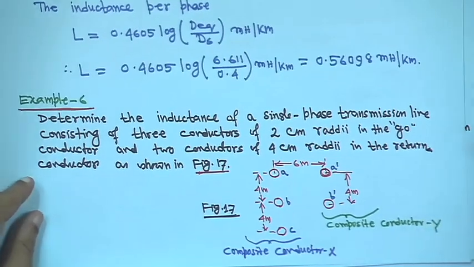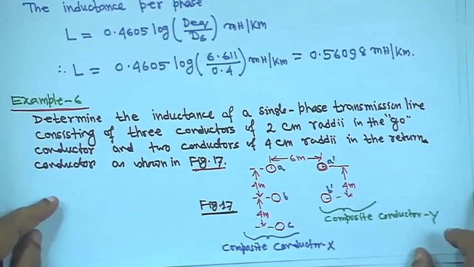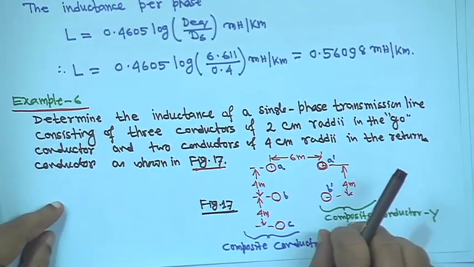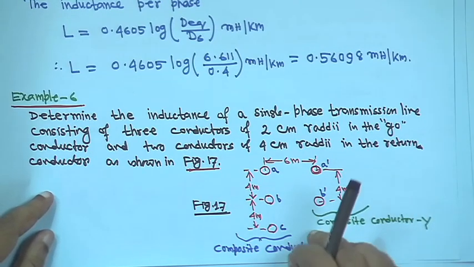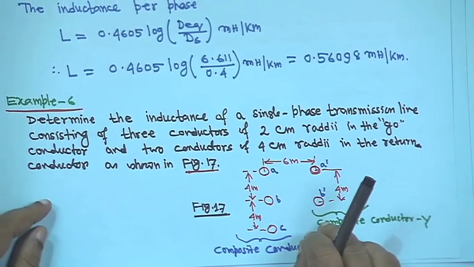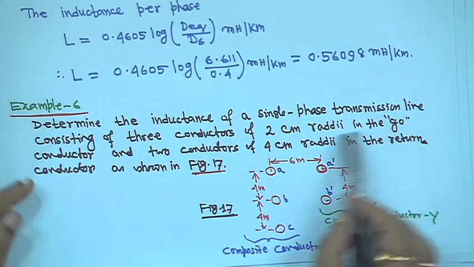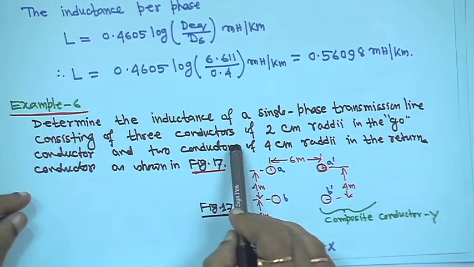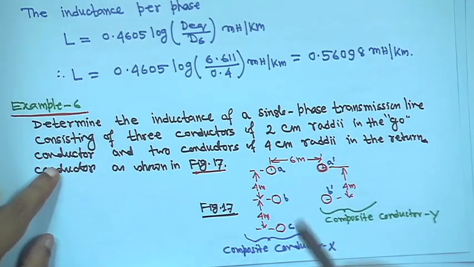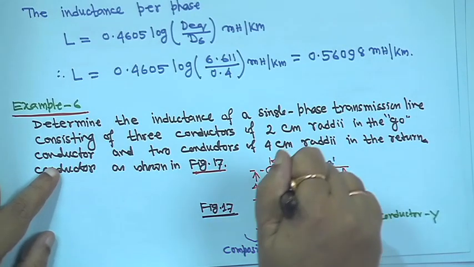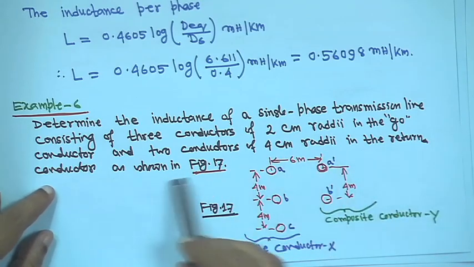Next example we will take for composite conductors. We have seen the inductance derivation, right, but here also we have to obtain this. So, I have taken a little bit small example. If I take a bigger one, then it will take more computation. So, determine the inductance of a single phase transmission line consisting of 3 conductors of 2 centimeter radii in the go conductor. Go means you assume current is going into the page, right, and 2 conductors of 4 centimeter radii in the return conductor as shown in figure 7.